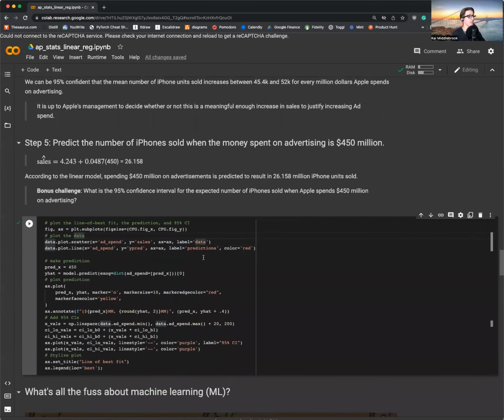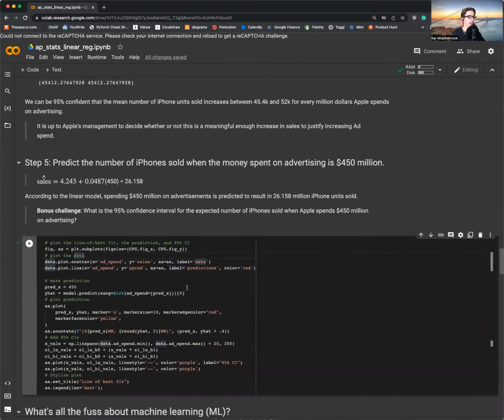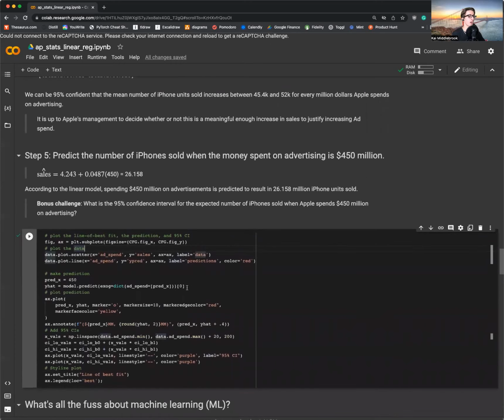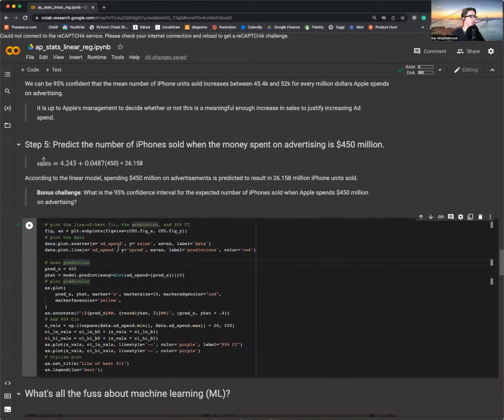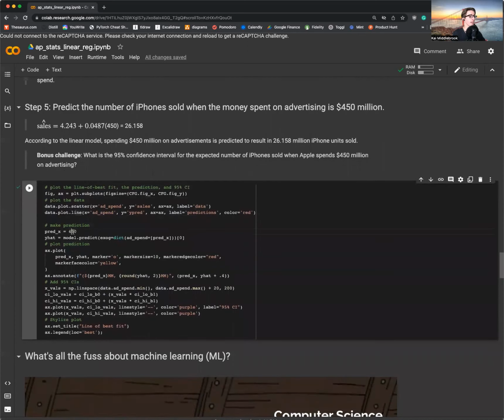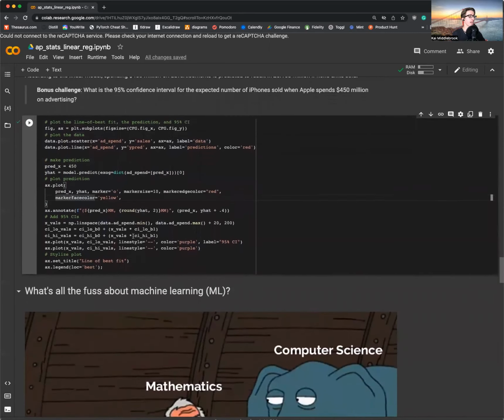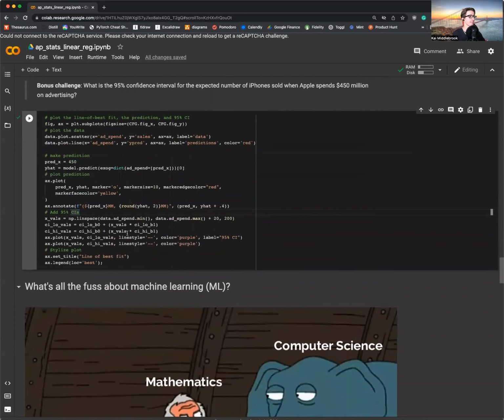So cool. So now let's plot the line of best fit. Let's plot our prediction that we made for the 450 million spent on advertising. And then let's also plot our 95% confidence interval for the line of best fit. So to do that, we're going to first plot the scatter plot like we did before. Then we're going to add our line of best fit. And then we're going to make our prediction, which we're doing here, passing it into our model and producing our y hat value. And then we're going to plot that point and then add our confidence intervals here.